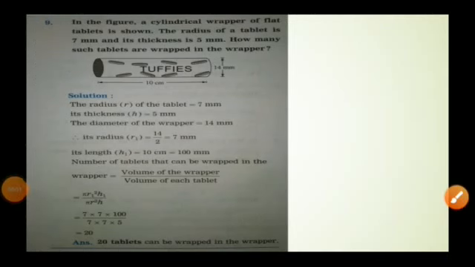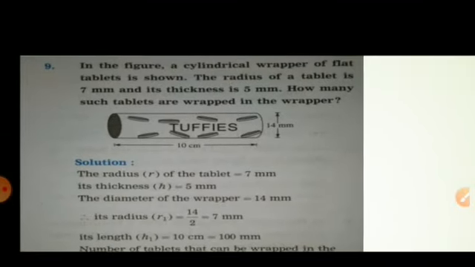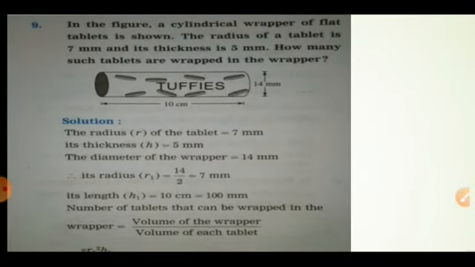Okay, now see here what is given in the 9th one. In the figure, a cylindrical wrapper of flat tablets is shown. The radius of the tablet is 7 mm and its thickness is 5 mm. How many such tablets are wrapped in the wrapper?